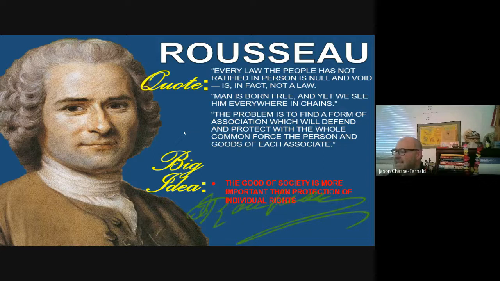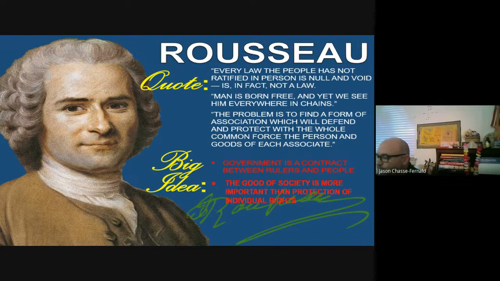So all laws have to be re-ratified with every generation. Man is born free, and yet we see him everywhere in chains, bound by the laws of previous generations, these traditions that are maintained and upheld. The problem is to find a form of association which will defend and protect with the whole common force the person and goods of each associate. Government is a contract between the rulers of that time and the people of that time. The good of society is more important than the protection of individual rights.